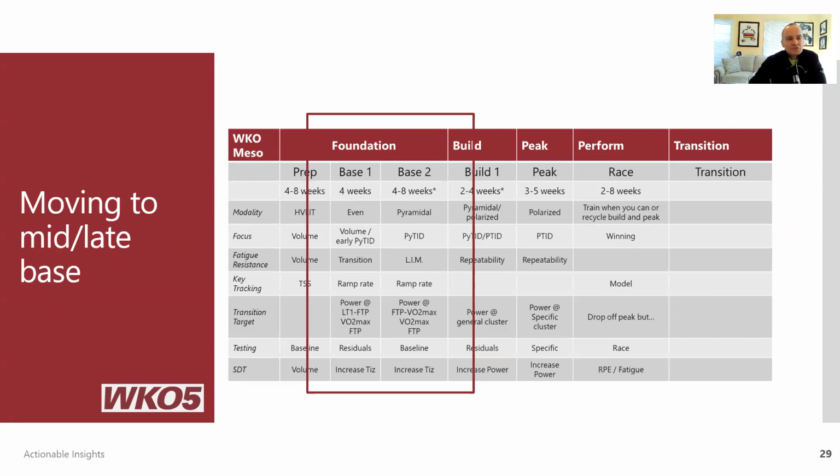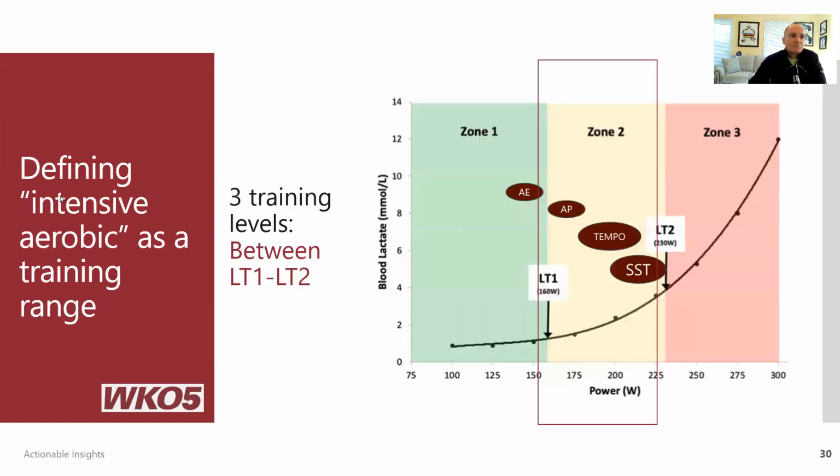So in this range, intensive aerobic training really is my driver. So what do I mean by intensive aerobic training? Let's start with some definitions. If we go back to this idea of three training levels, or zones, actually, which would be a better word here: we have zone 1, which is below LT1, zone 2, which is between LT1 and LT2, and zone 3, which is LT2 and above. These are a very clear and simple construct of physiological systems, right?